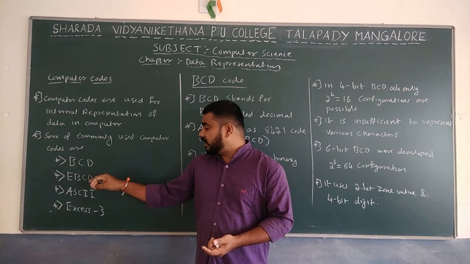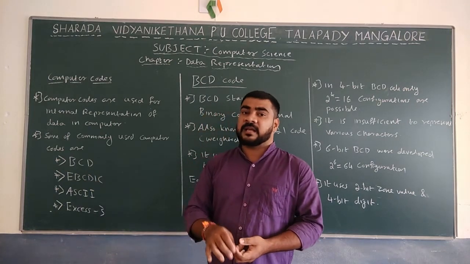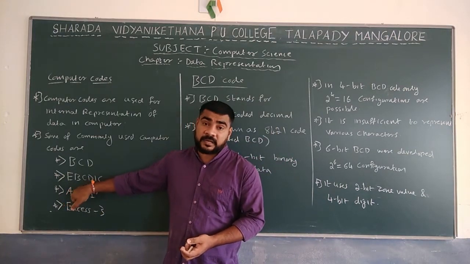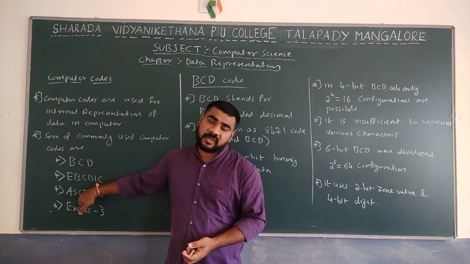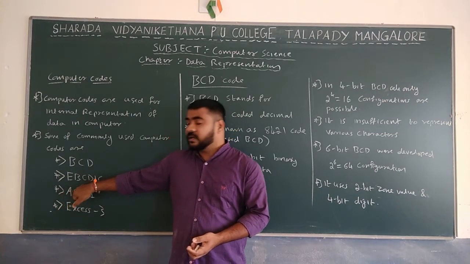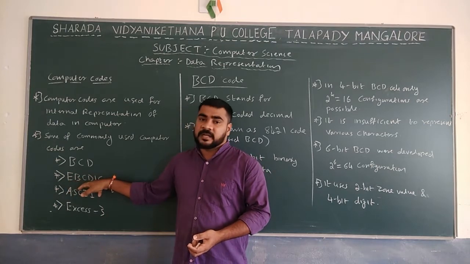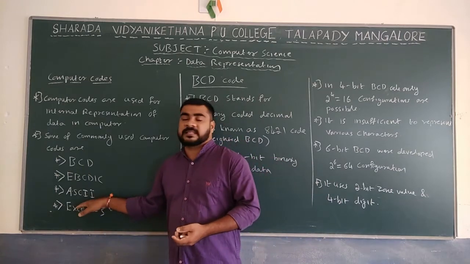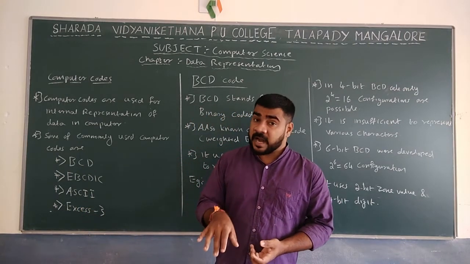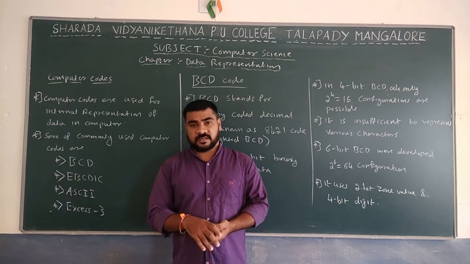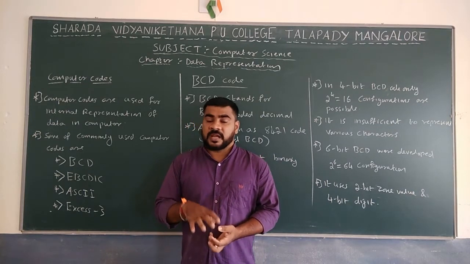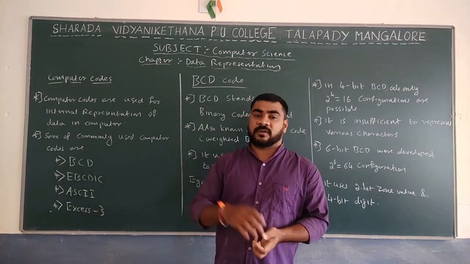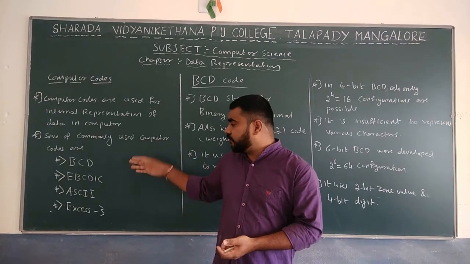Then EBCDIC, which is extended binary coded decimal interchange code, meaning extended BCD interchange code, where BCD is binary coded decimal. The next one is ASCII, which means American Standard Code for Information Interchange. The next one is XS3 code, one more type of coding. So these are the main four types we are studying.